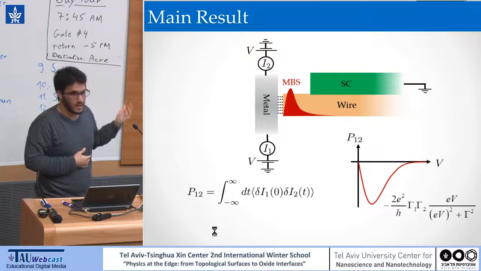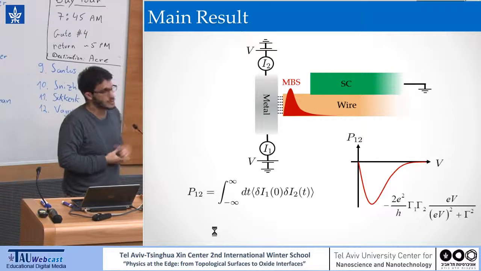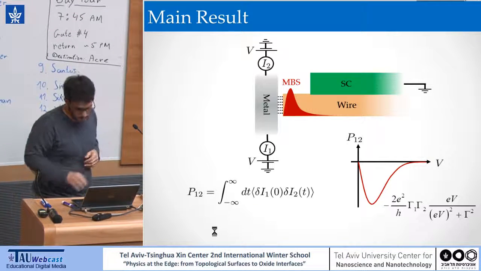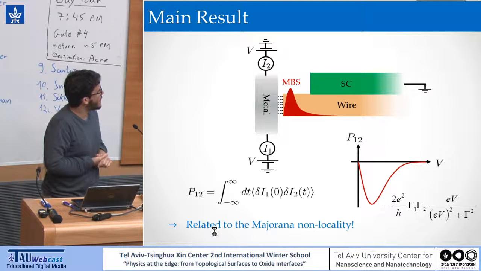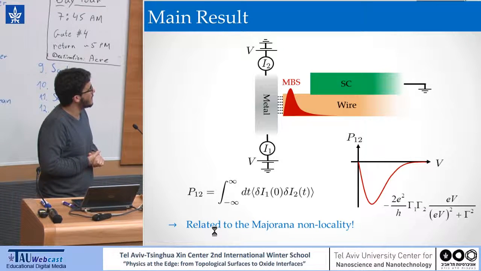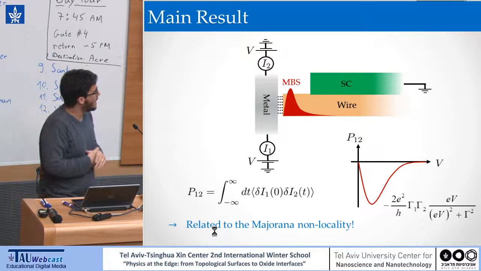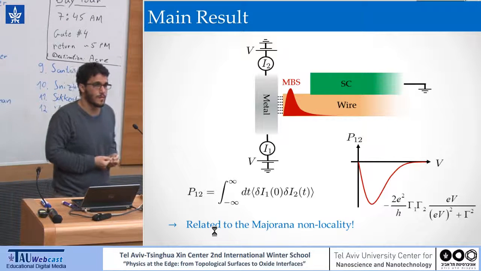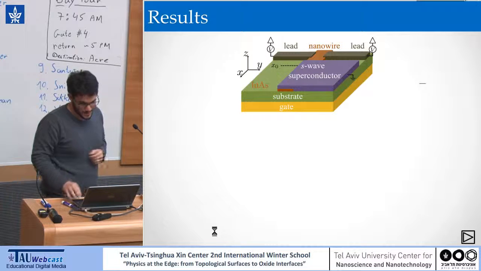We show, using a simple but general model, that you have a certain universal function which describes these correlations. You can see it is negative and goes to zero. And interestingly enough, we show that this behavior is closely related to the Majorana non-locality, namely the statement that you cannot probe the occupation of a Majorana bound state locally. If you want to know more, you'll have to visit the poster, obviously.